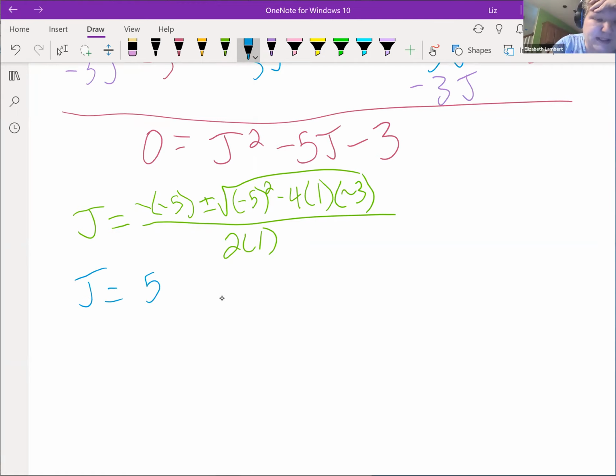So now this is a +5 plus or minus. So that is going to end up being plus 4 times 3 is 12. 25 plus 12 is 37.